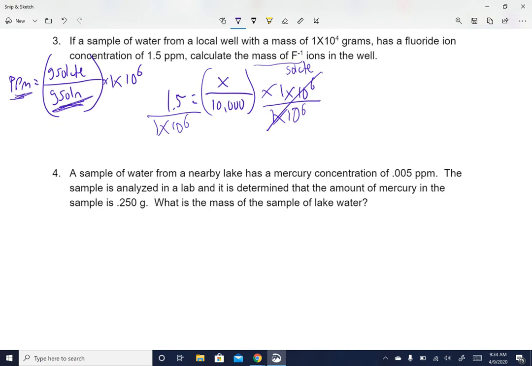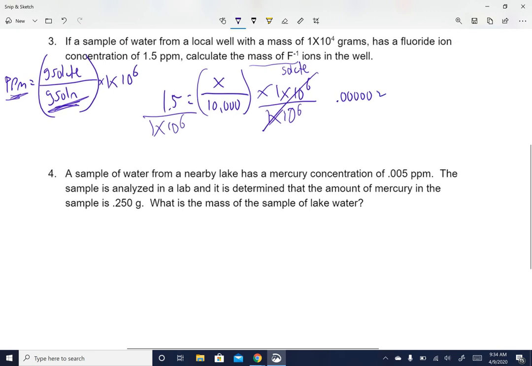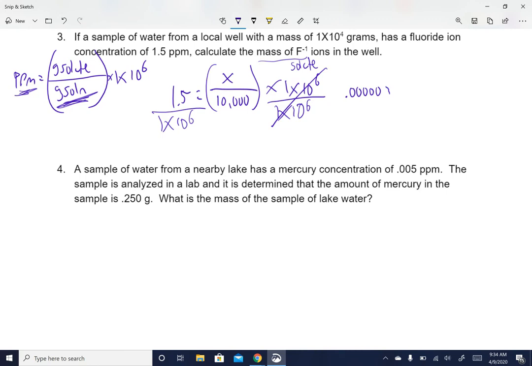so I'll rewrite this over here. I get 0.0000015. 1, 2, 3, 4, 5. Oops, no. 1, 5. So that's how many zeros I got. Yep. That is this calculation.